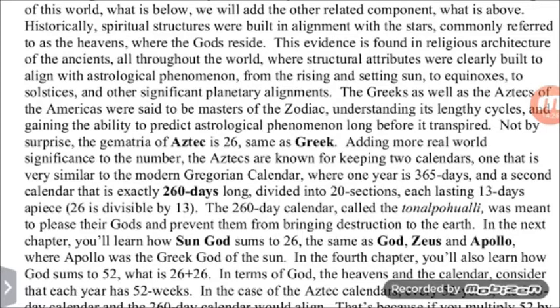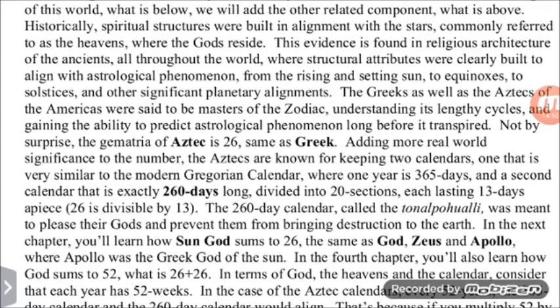Not by surprise, the Gematria of Aztec is 26, same as Greek, adding more real-world significance to the number. The Aztecs are known for keeping two calendars, one that is very similar to the modern Gregorian calendar, where 1 year is 365 days, and the second calendar that is exactly 260 days long, divided into 20 sections, each lasting 13 days apiece. 26 is divisible by 13.